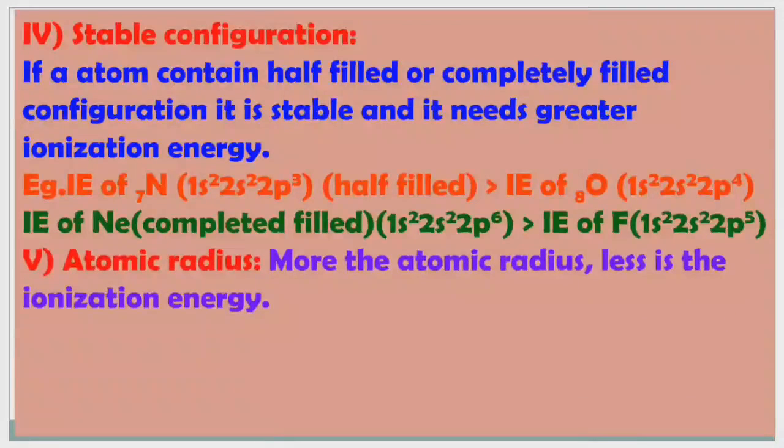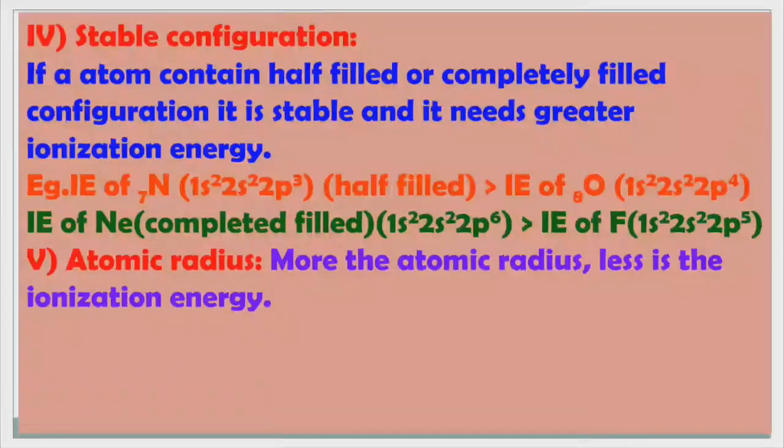The fifth factor is the atomic radius. The greater the atomic radius, the less the ionization energy. As the atomic radius increases, nuclear attraction over valence shell electrons decreases, so we can easily remove the electrons. Atomic radius and ionization energy are inversely related. As the atomic radius increases, ionization energy decreases.